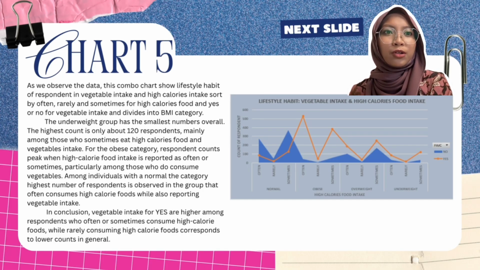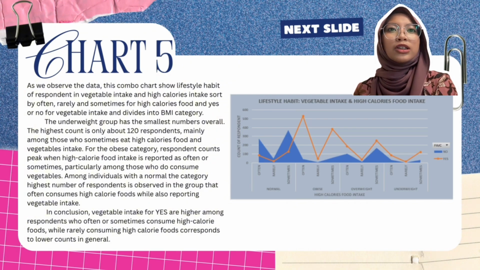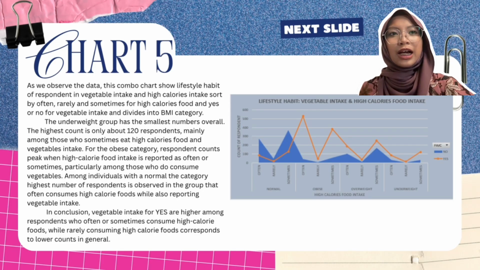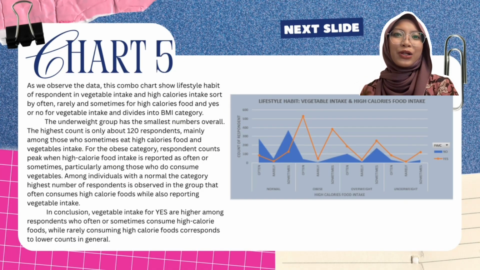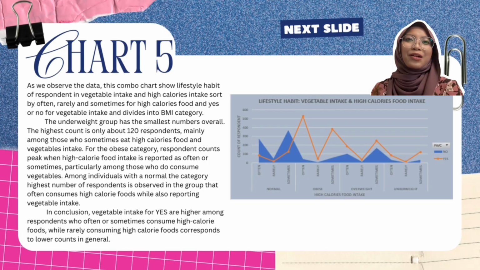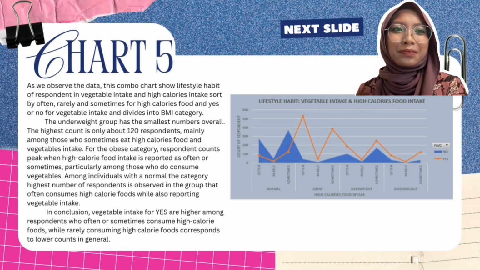Among individuals with a normal BMI, the highest number of respondents is observed in the group that often consume high calorie food while also reporting vegetable intake. In conclusion, vegetable intake for yes is higher among respondents who often or sometimes consume high calorie food, while those who rarely consume high calorie food correspond to lower counts in general.